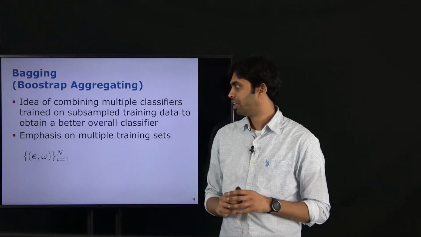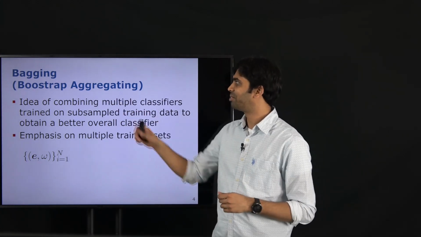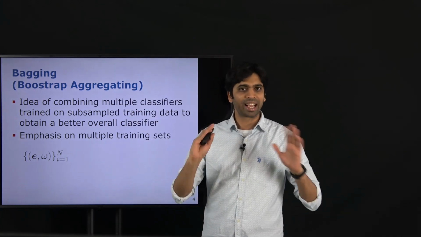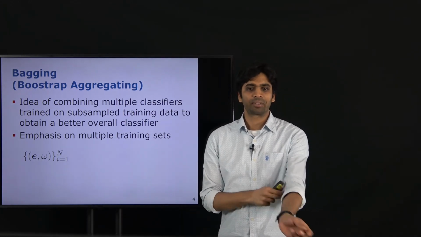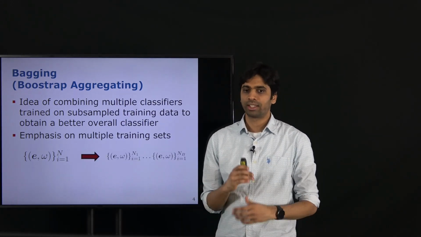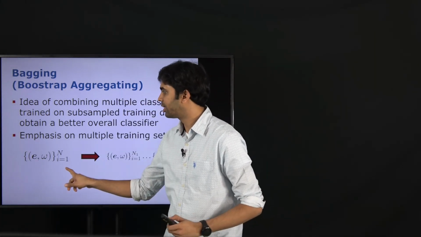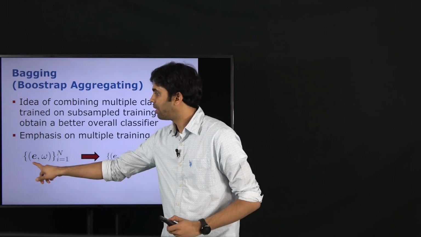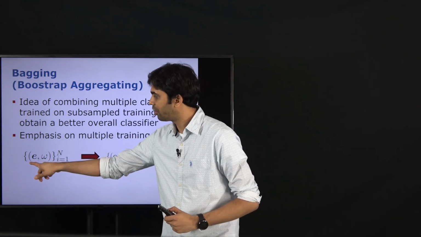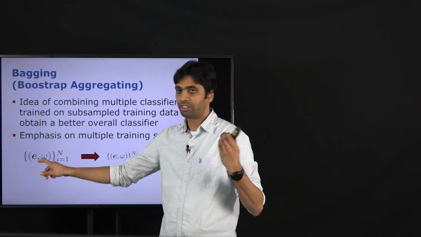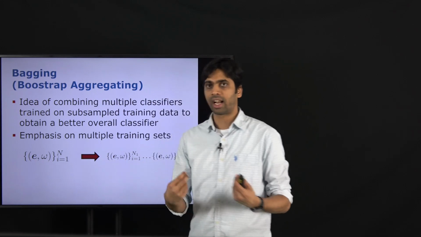Okay, let's start with the first one, which is called bagging, or more technically, bootstrap aggregation, but bagging is a nicer word, so let's stick to bagging. And here, the idea is actually quite simple. What you have is your training set. Like we saw last time, your training set is nothing but a collection of n tuples, where E is the feature that describes the object and omega is the class of that object.